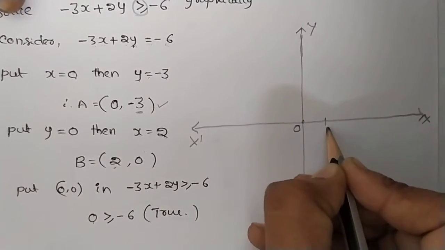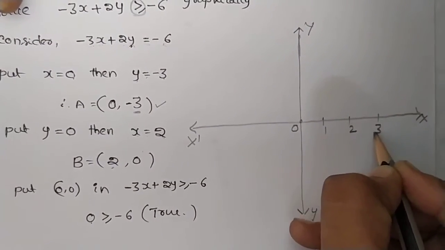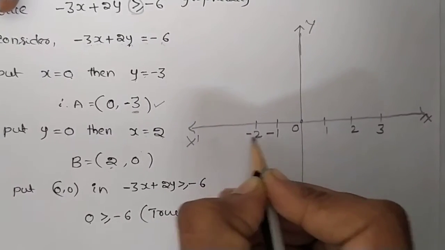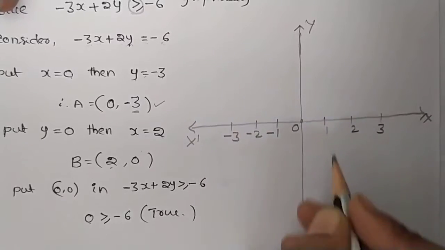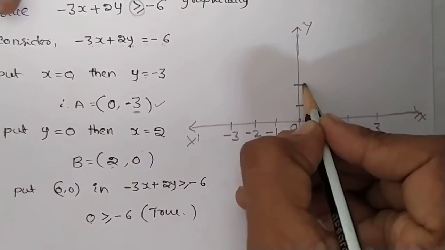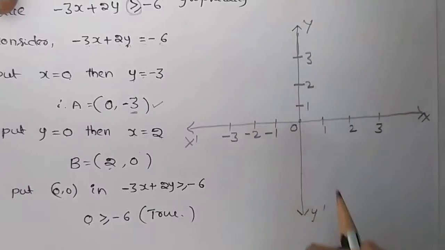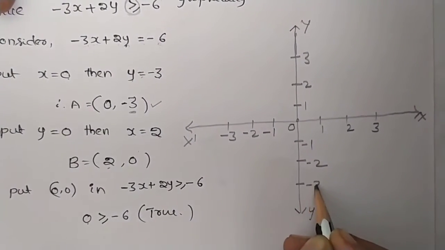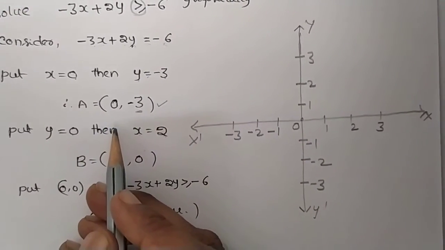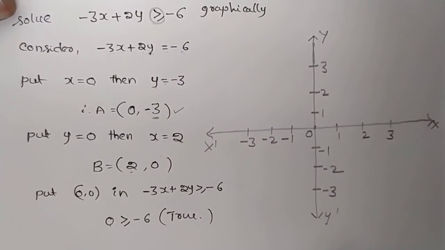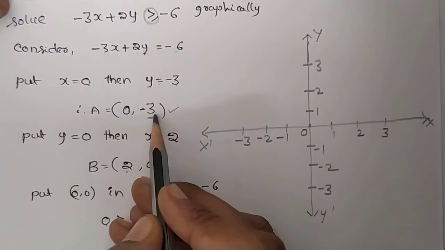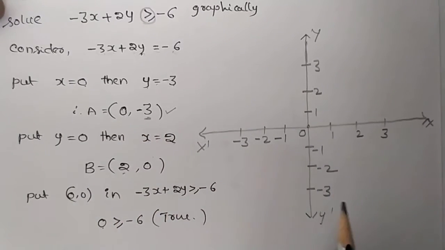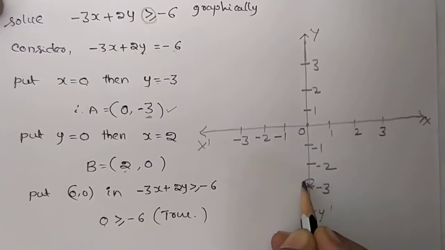0, 1, 2, 3. Take the values on the negative x-axis: minus 1, minus 2, minus 3. Take the values on the positive axis: 1, 2, 3. Take the values on the negative axis: minus 1, minus 2, minus 3. Okay. Now draw the graph. Represent the points on the plane. X is 0, y is minus 3.